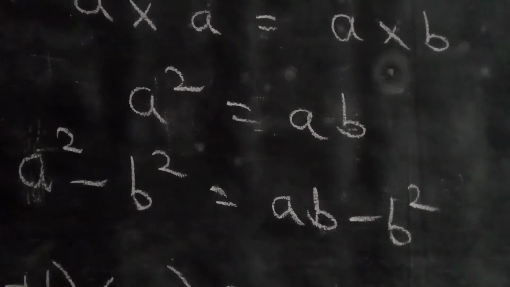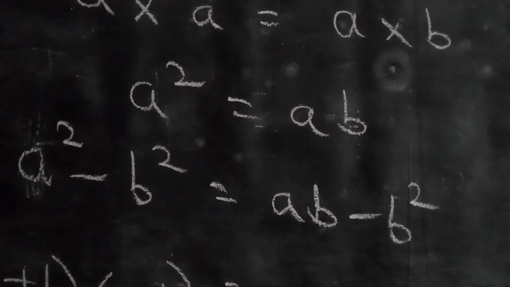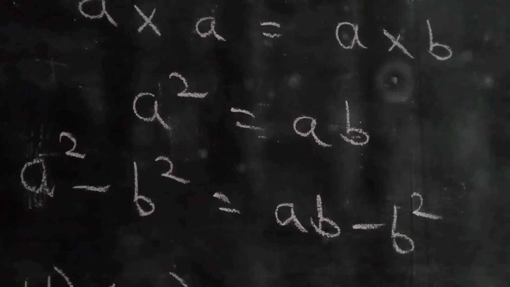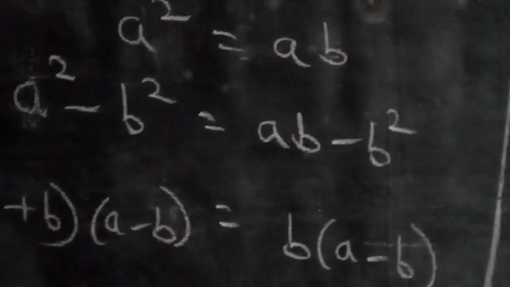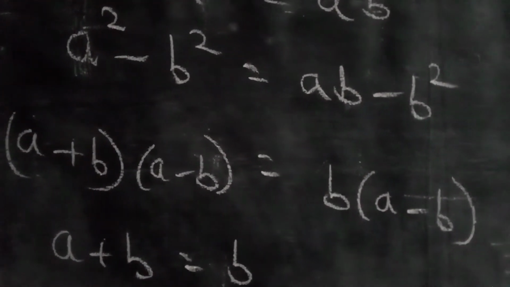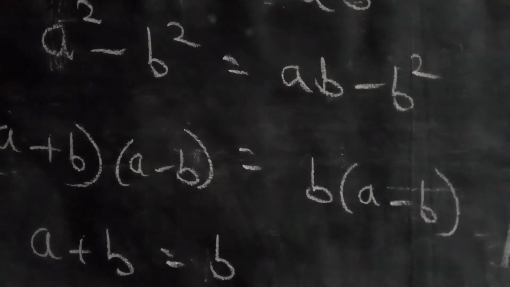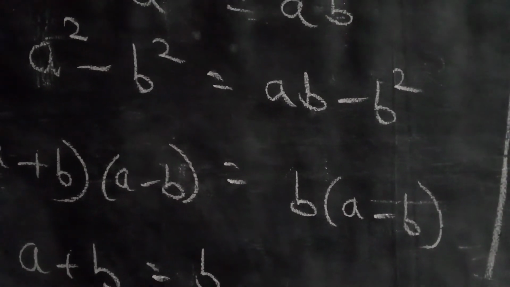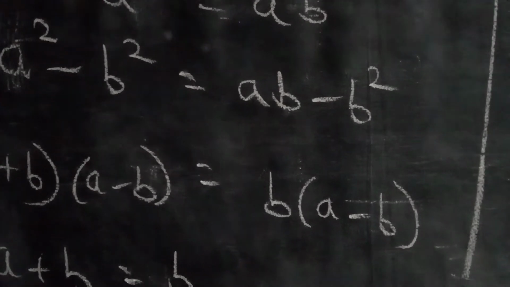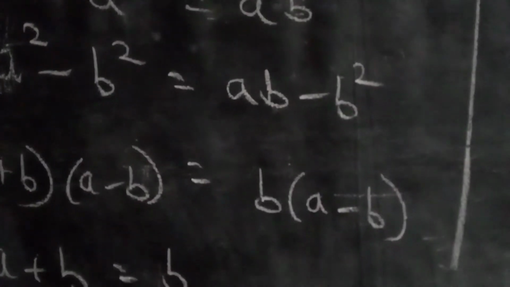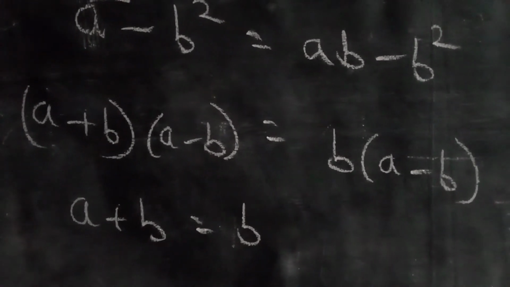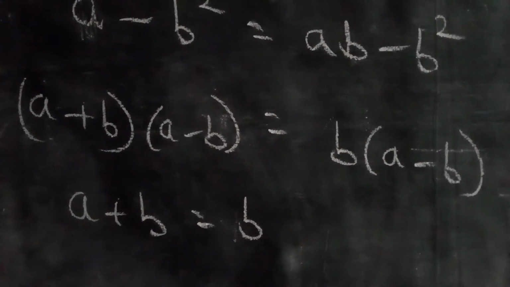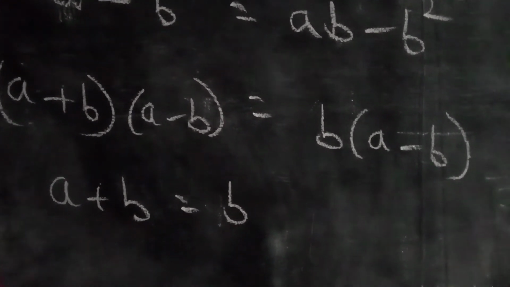Now subtract B square from both sides. It means A square minus B square equals AB minus B square. What is the formula of A square minus B square? A plus B into A minus B. From AB minus B square, take B as common, you will get B into A minus B. Now on both sides you can cancel A minus B. Then remaining left, A plus B equals B.